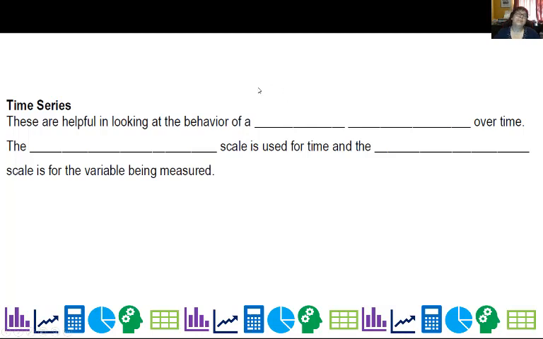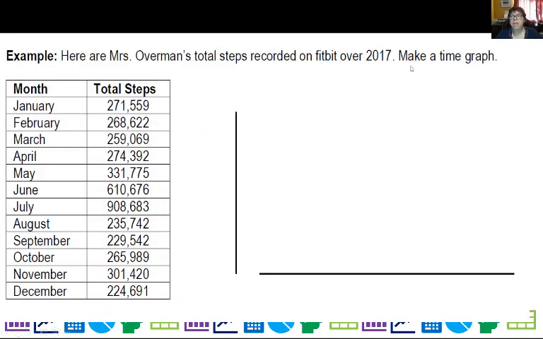All right, time series is another graph that's good to look at. They're helpful at looking at behavior of a measured variable over time. So the horizontal scale is used for time, and the vertical is used for the variable being measured. Now, these are actual steps that I recorded in 2017 off of my Fitbit. So it's from January to December in 2017. I'm going to label the category as month and then go Jan to December. All right. And then I have the total number of steps.